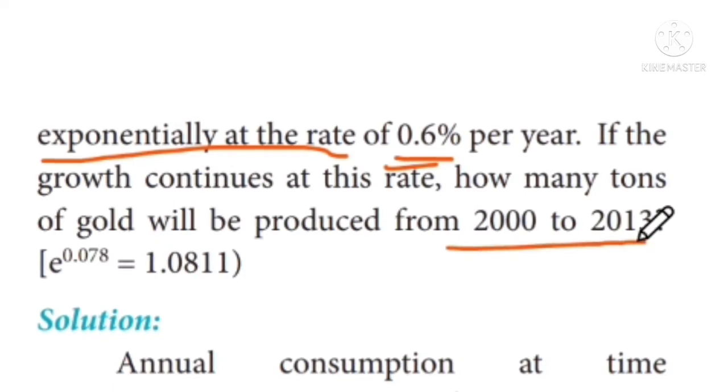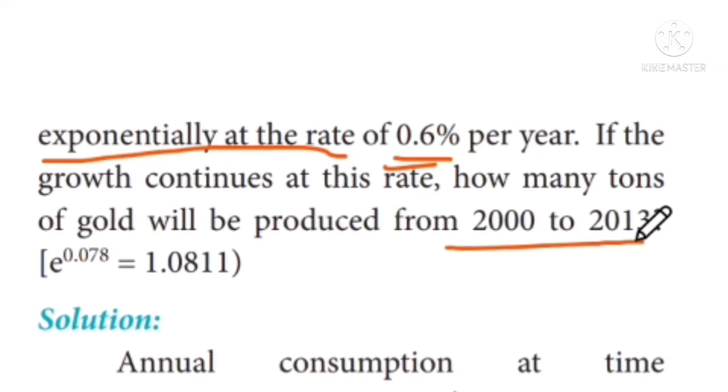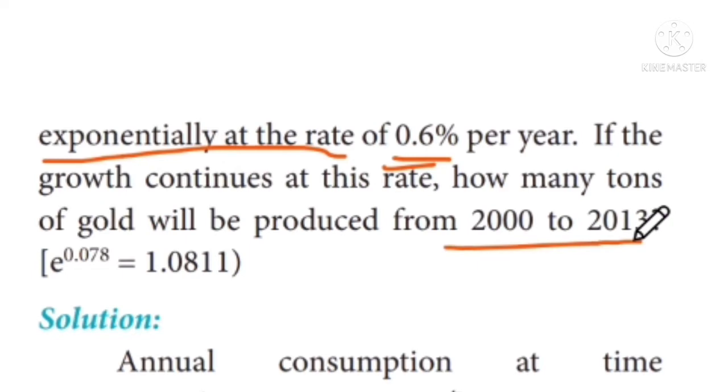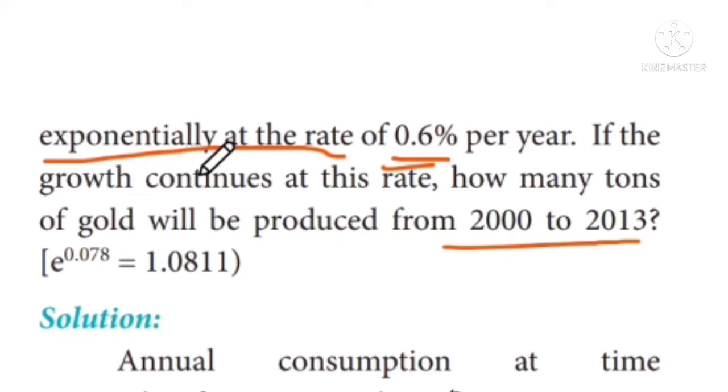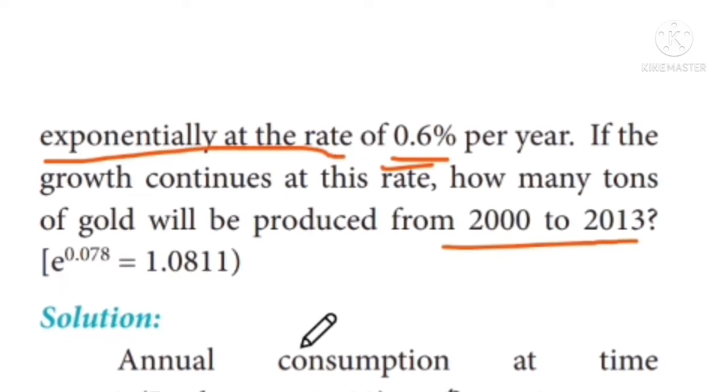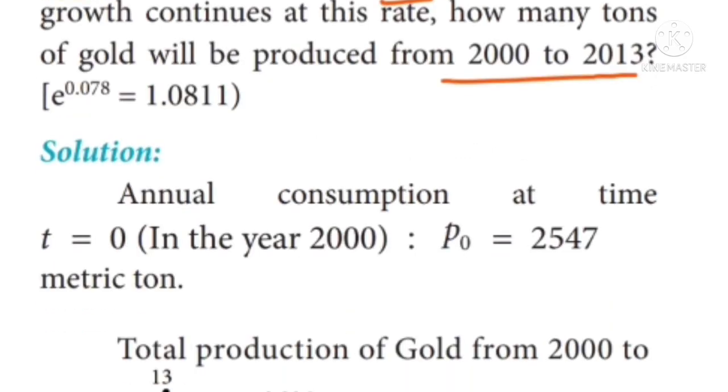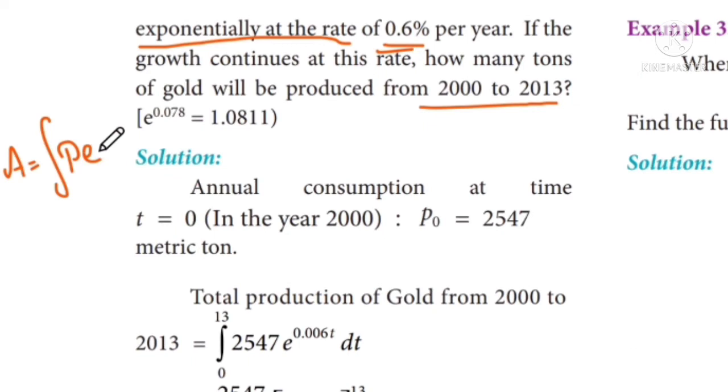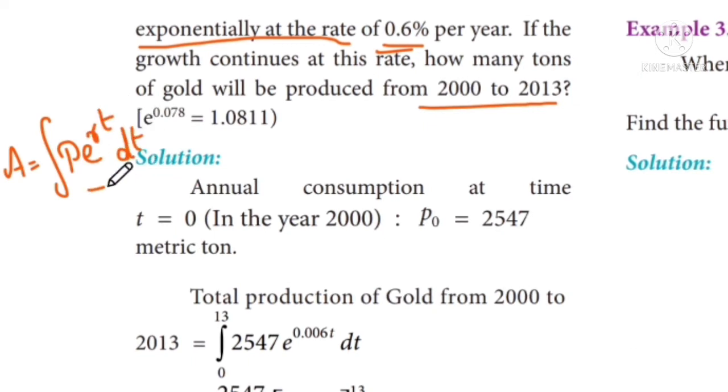So there is an exponential growth. In the previous sum, they said compounded continuously. Compounded continuously is also exponential growth. So here instead of the words compounded continuously, they have used the word exponentially. The growth is exponential growth. So again, the same formula that you are going to use. The amount formula is integral of P e power RT dt. Okay, so this is the formula.